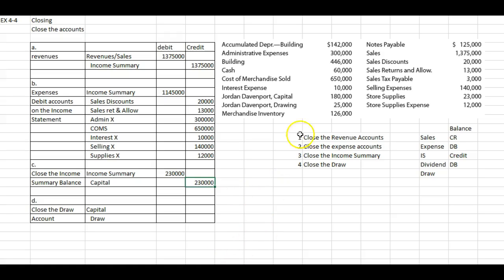And finally, what's the very last one? You're going to close the draw account, which is 25,000. The draw account has a debit balance, correct? So that means I need to credit it. And we always subtract draws or dividends from the capital accounts. And those are your closings. They don't change. They are just like that. They're fairly stable. So I hope this has helped.